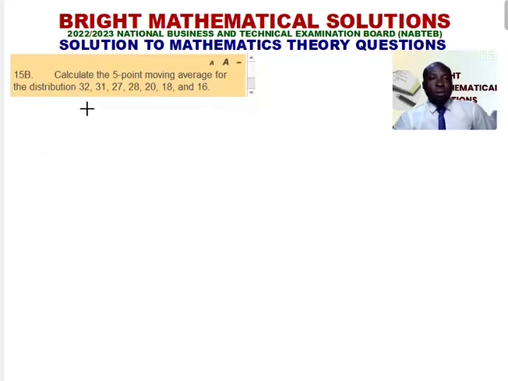Now, to calculate the moving average, we're going to group them in 5 because they were given 5 points. This is 1 point, 2 point, 3 point, 4 point, 5 points. So we'll find the average of this. After the first one, we come to the second one. We count another 5 and find the average. We come to the next one till we come to the end of the data that we were given. Now let us get into it.